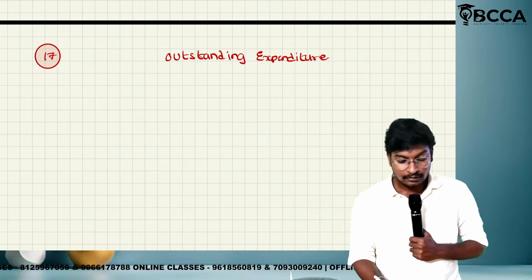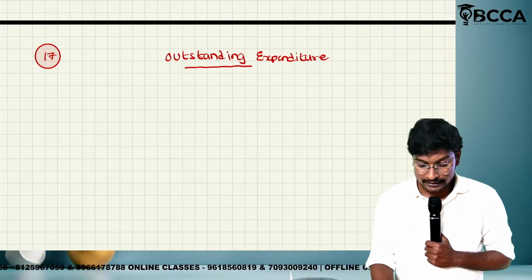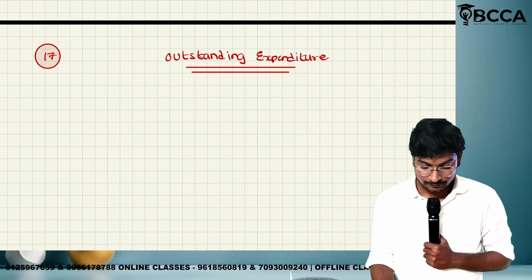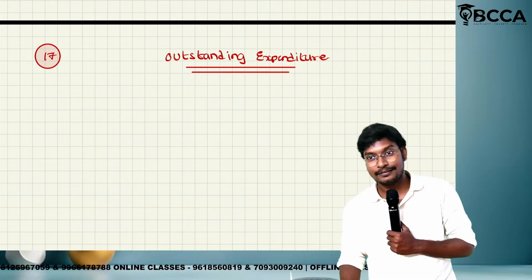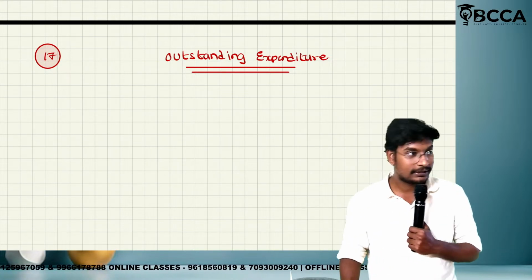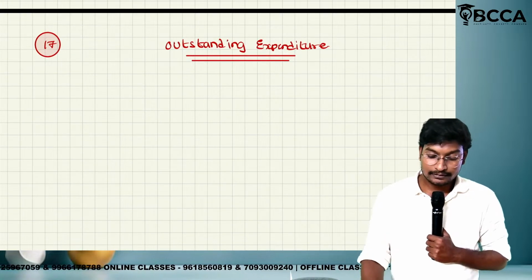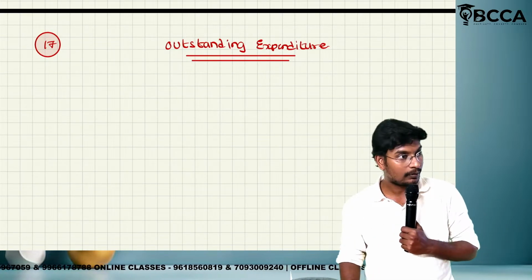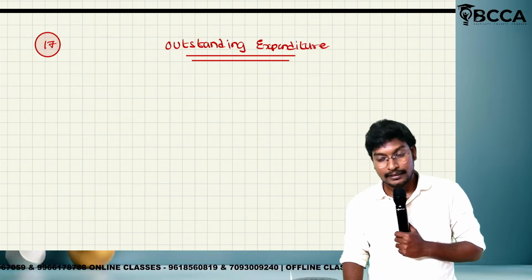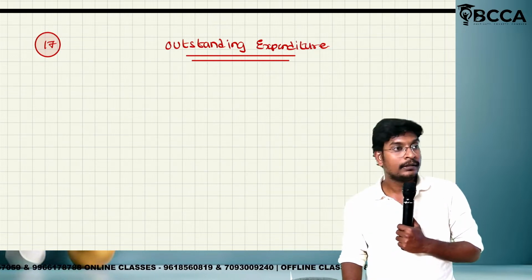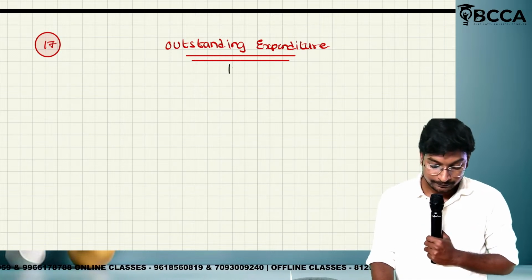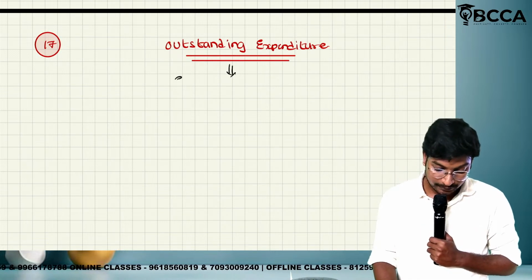Here, what does outstanding mean? Standing outside the class, getting into the class, standing outside the class. Outstanding means the expenditure which has to be paid or not paid is called outstanding expenditure. Simply we can call it expenditure payable, or expenses payable.